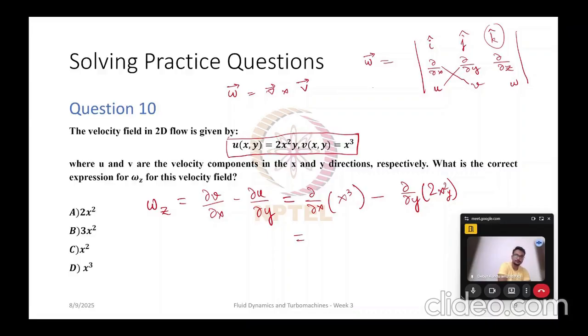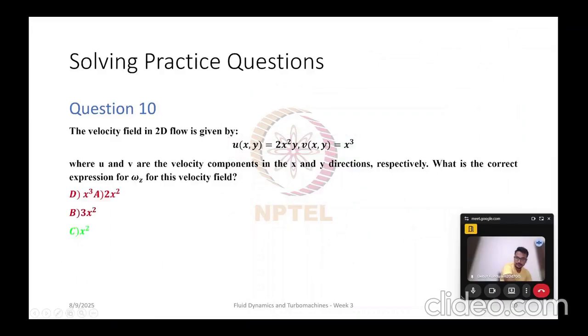And if we do the derivative, then we get 3x squared minus, I have here 2x squared. So the difference should give me just x squared, which is option C. And let's take a look at the solution. It is indeed option C.